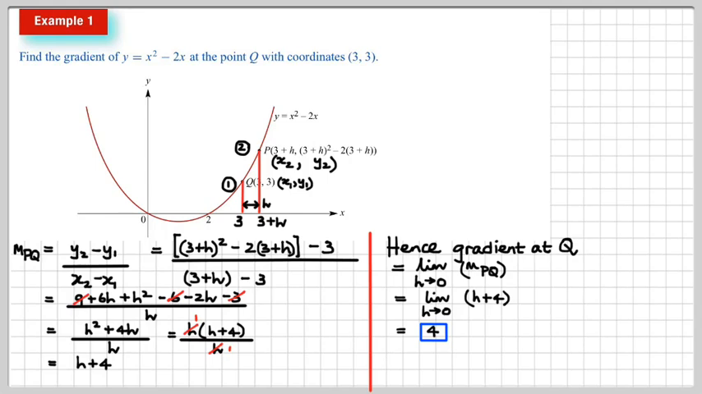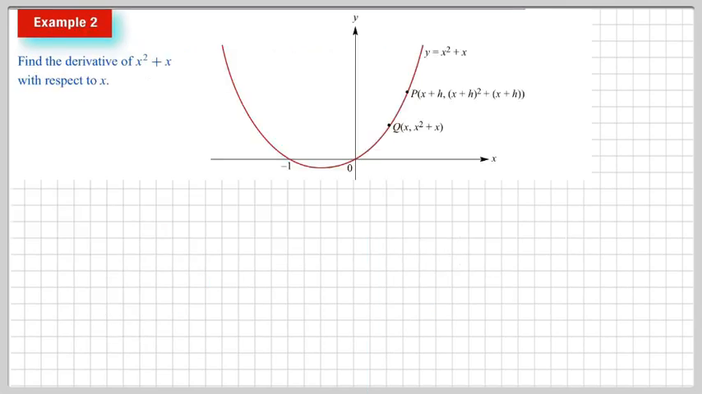And that's the absolute value of the gradient. It's 4. The tangent line at that point Q to the curve has a gradient of 4. Okay, you get it. Good. Okay, now let's go with the next one.